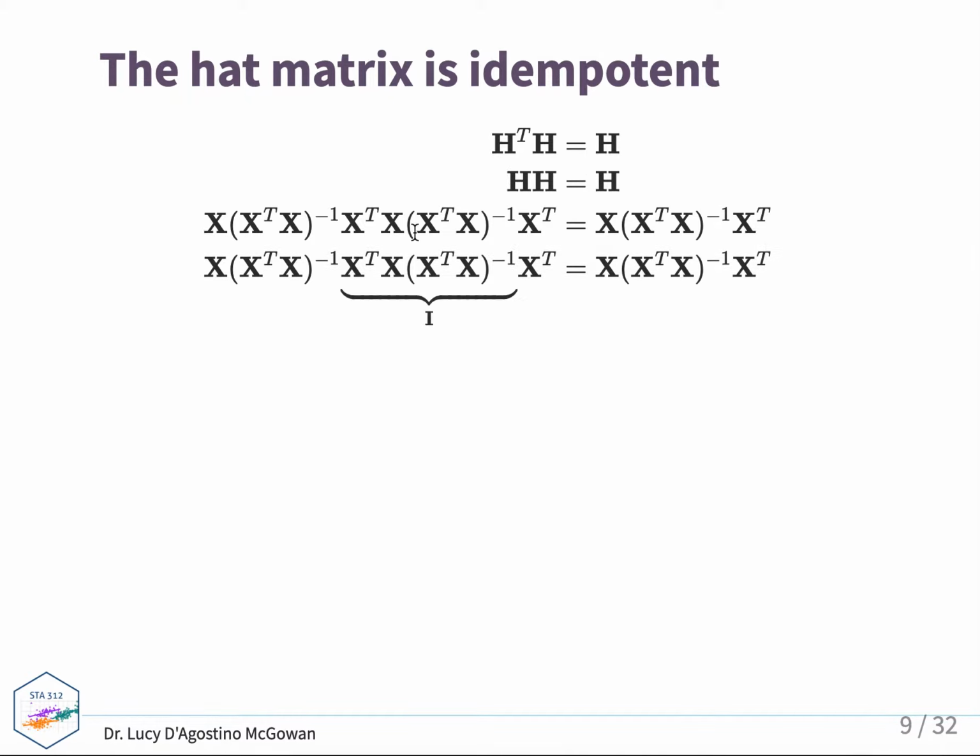All right. So this part here, this X transpose X times X transpose X inverse, that's going to be the identity matrix. As we know, if we multiply a matrix by its inverse, we end up with just the identity matrix. So we can just cancel that part out of the equation. And we're left with X transpose X inverse, X transpose. And so there you have it. We've got H on this side and H on this side. So that shows that H transpose times H is equal to H, or that the hat matrix is idempotent.